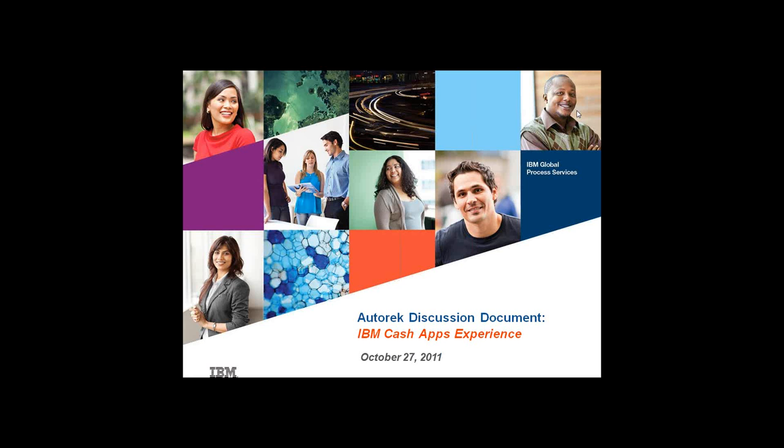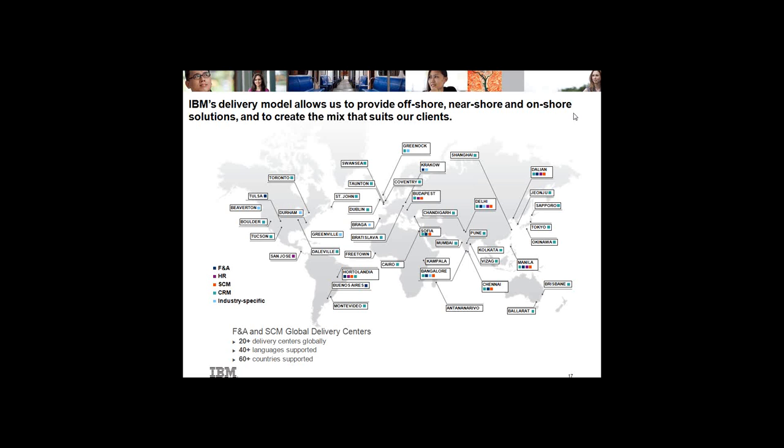But we have a broad business and services, including business process outsourcing. In outsourcing, we address all the major process areas, F&A, HR, SEM, CRM, and we do that through a variety of locations. This graphic is a depiction of some of our major delivery centers throughout the globe. We work with our clients, whether we're doing cash application or any other process, to find the best fit for them in terms of the locations that work from a cost standpoint and a quality standpoint.